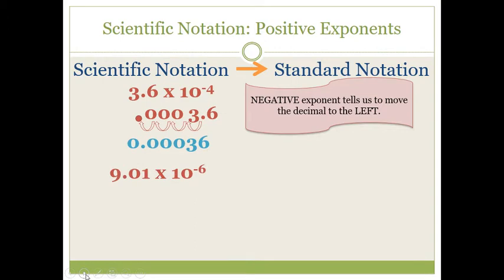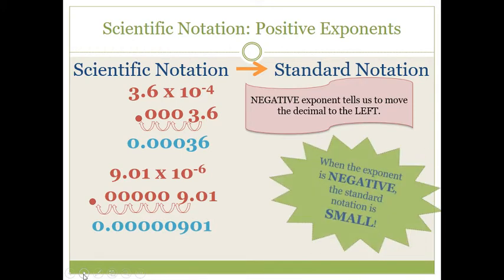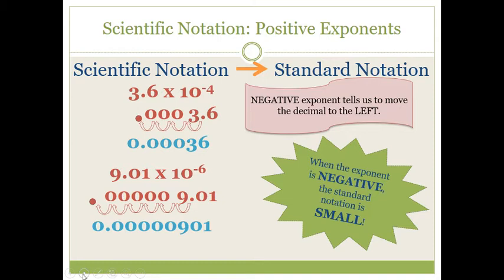Take a moment, pause the video, see if you can write this number in standard notation. All right, since we have a negative exponent, that should have been telling you to move the decimal to the left. In this case, 6 times. So we move the decimal to the left 6 times. We fill in those zeros. And we simply write our new number. So again, to summarize, when the exponent is negative, it's representing a number that is very small in standard notation.